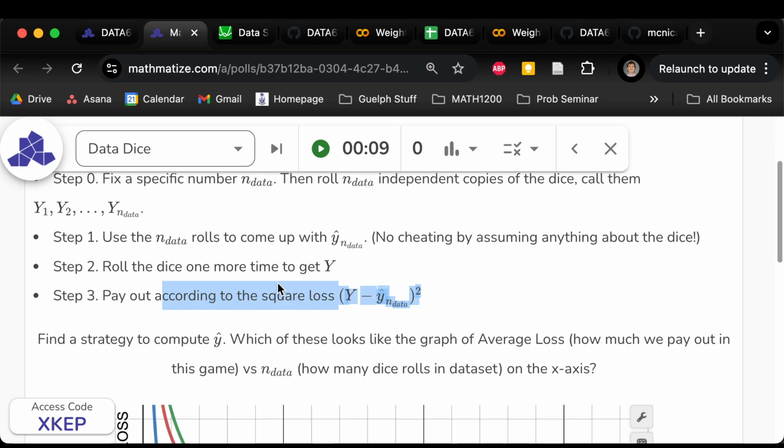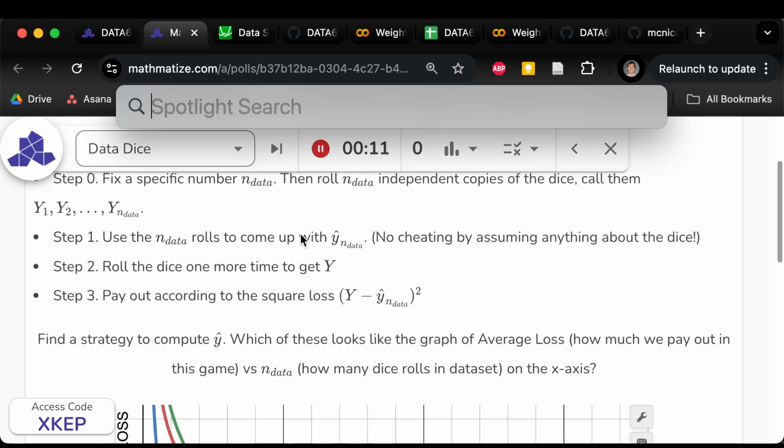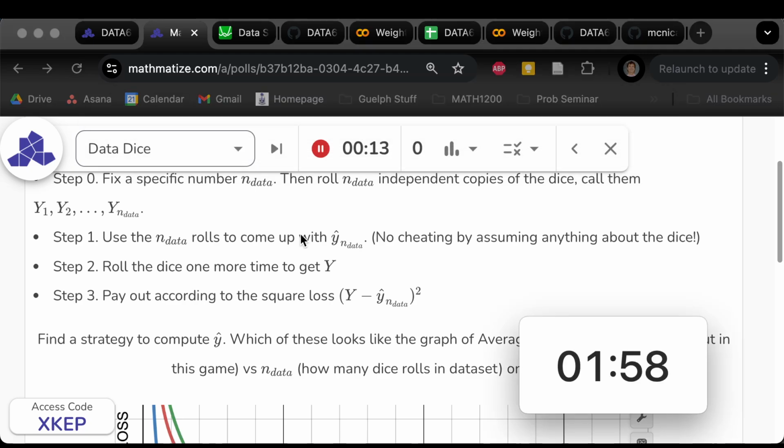Is the question clear? Okay, let me give you a few minutes. Feel free to chat with people. This is maybe a tricky one. How are you going to compute y hat, and what does the loss look like? All right, go think. I'm pressing the play button, so it is open, and I'll give you guys like 4 minutes, say, to think about this.